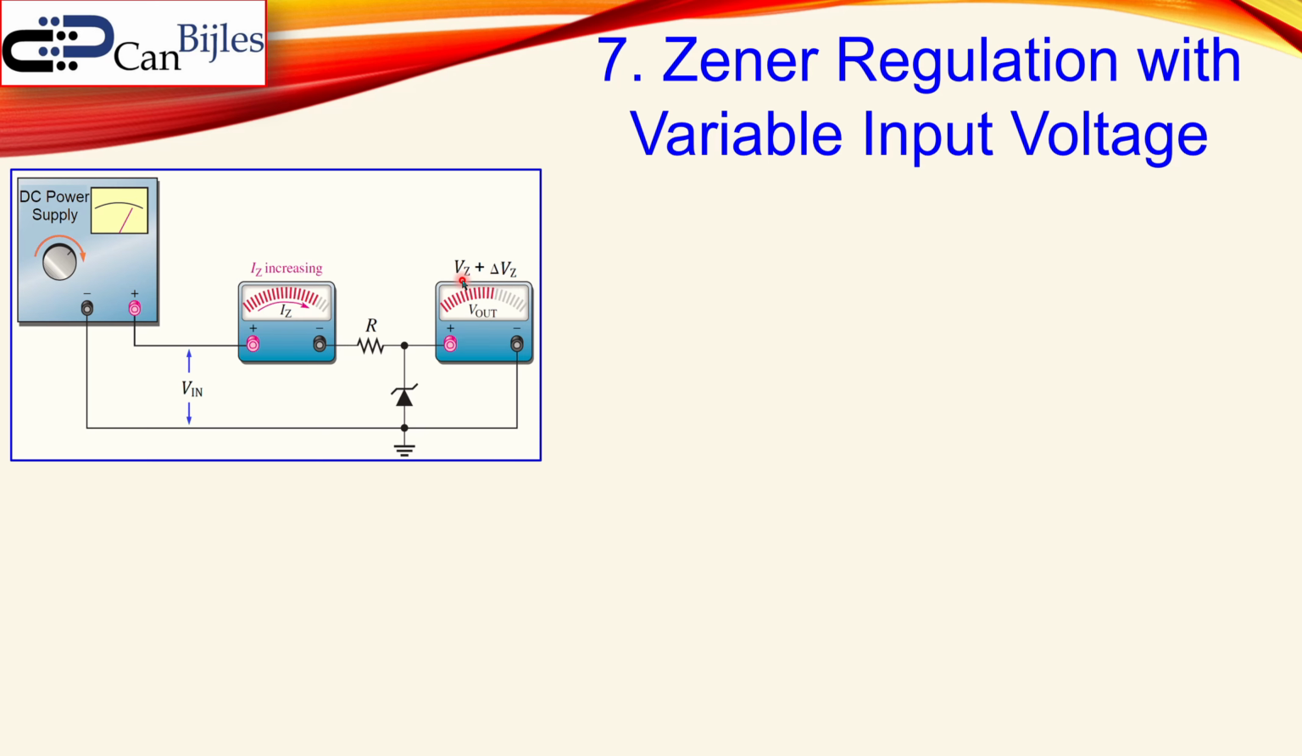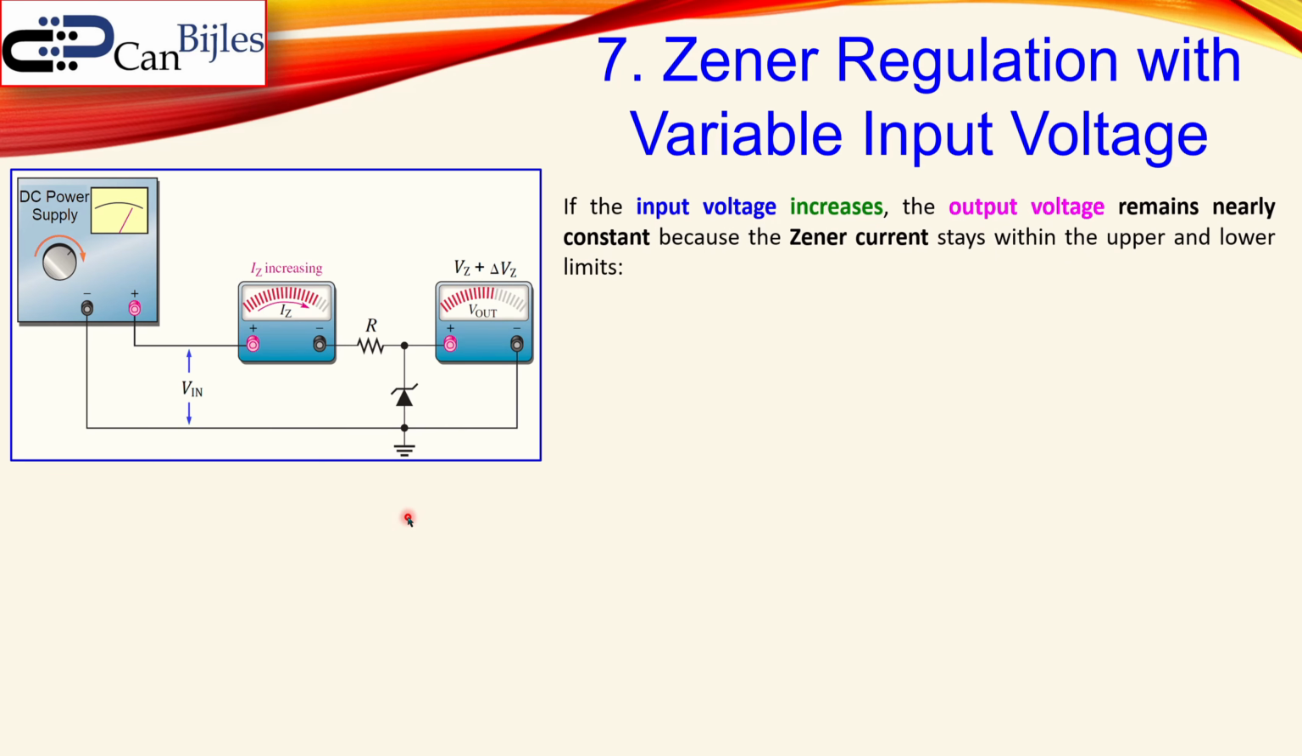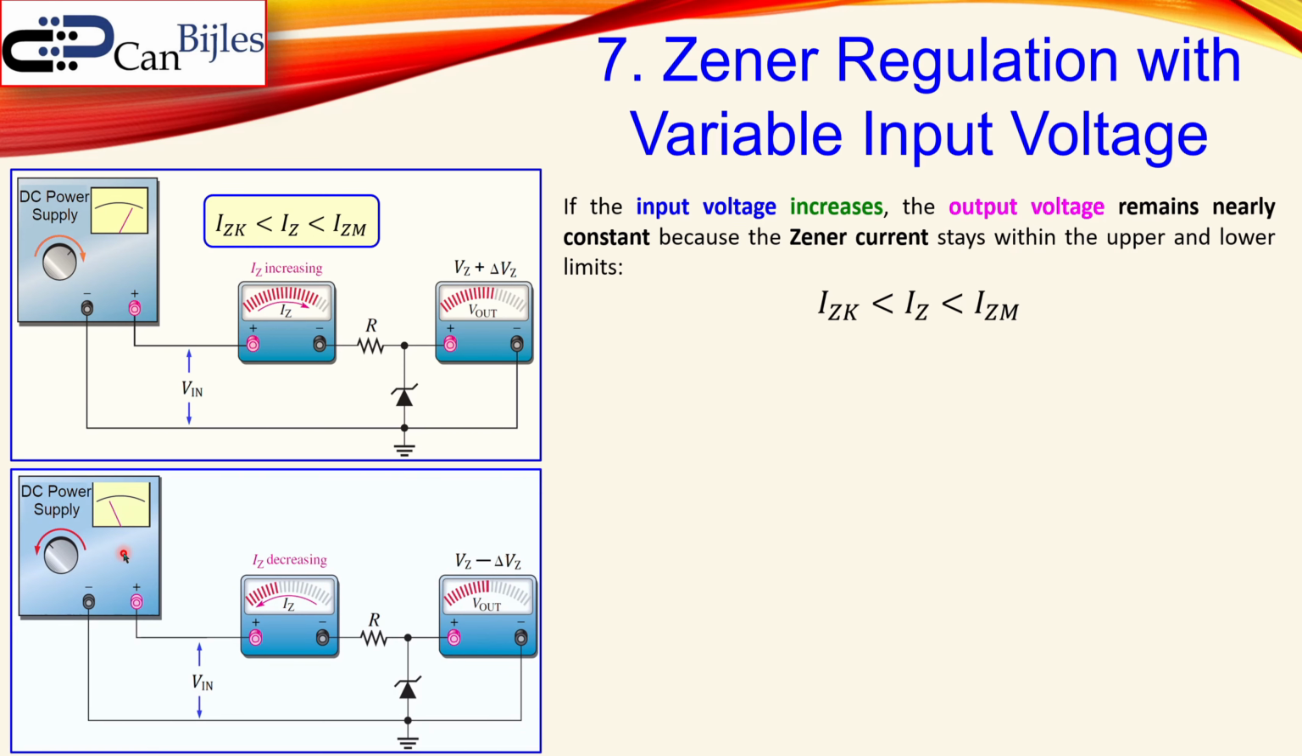So the VZ, nominal voltage, plus delta VZ. If the input increases, the output voltage remains nearly constant because the Zener current stays within the upper and the lower limits, which is given by this. So IZ is lower than the maximum and higher than the minimum value. But if I do the reverse, I will lower this, then IZ will also decrease, but I need to stay between these two limits.